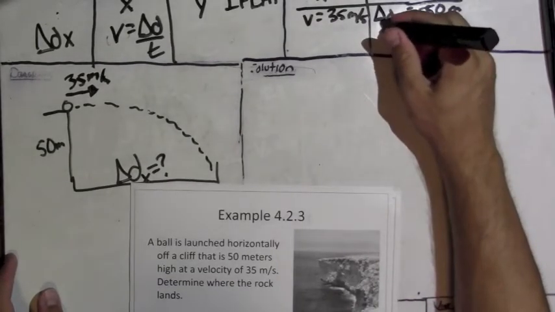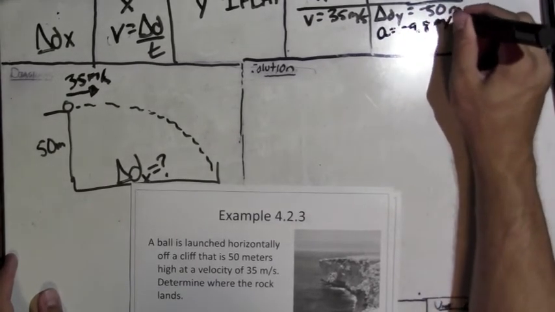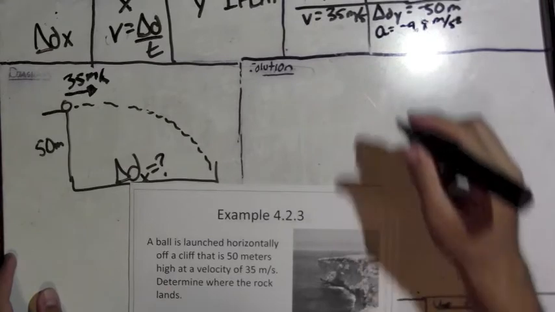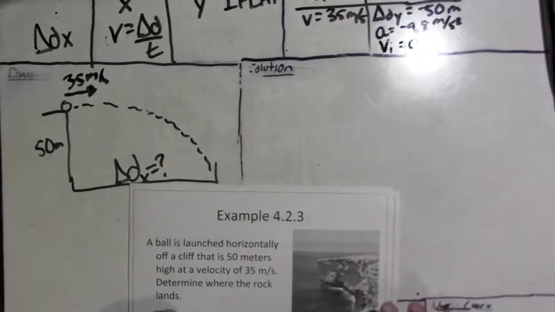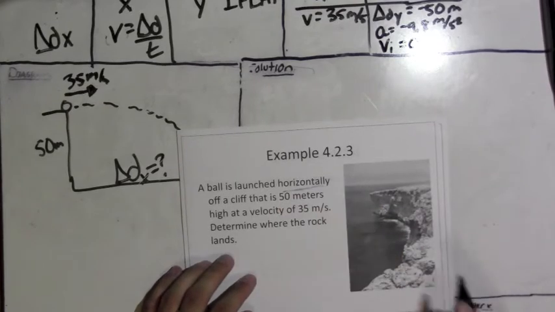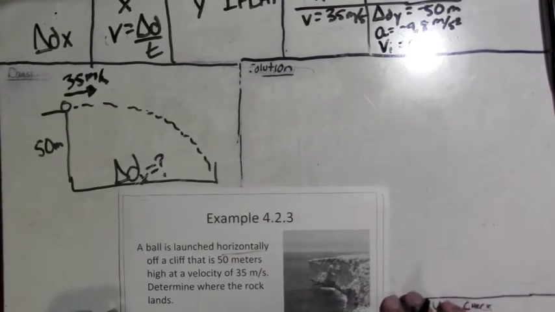We also know that the acceleration is -9.8 meters per second squared. It's under the influence of gravity. And then we also know that the initial velocity is 0. And the reason why we know that, it says the ball is launched horizontally. Well, horizontally means that there's no vertical component to begin with.